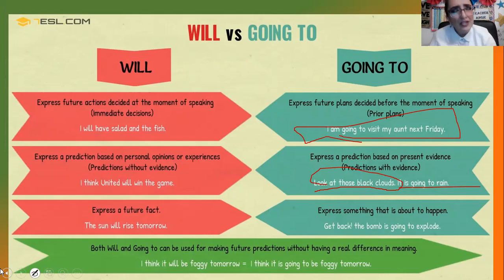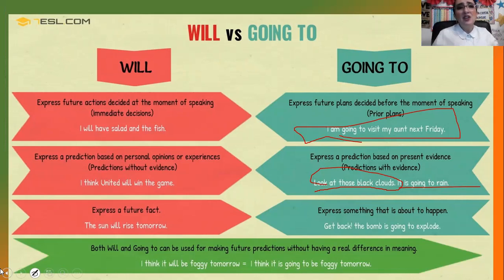Another thing, you can be using will and going to, both futures, in order to talk about future predictions without having a real difference in meaning. Will and going to are going to have almost the same meaning when you are making predictions. But remember that if you have more evidence, you are going to use going to. I think it will be foggy tomorrow. Or, I think it is going to be foggy tomorrow.